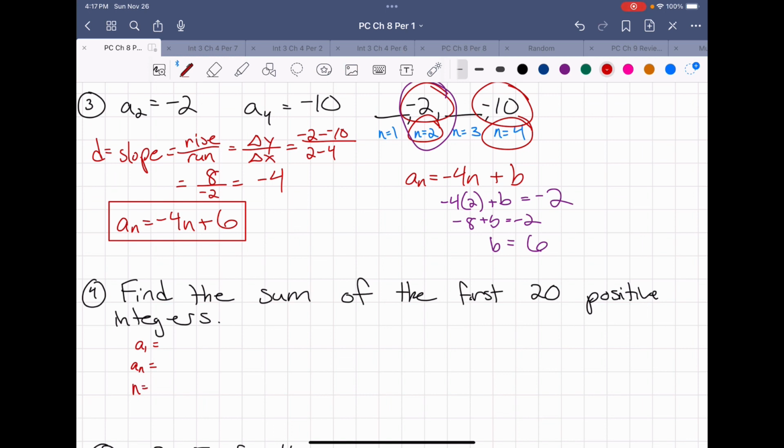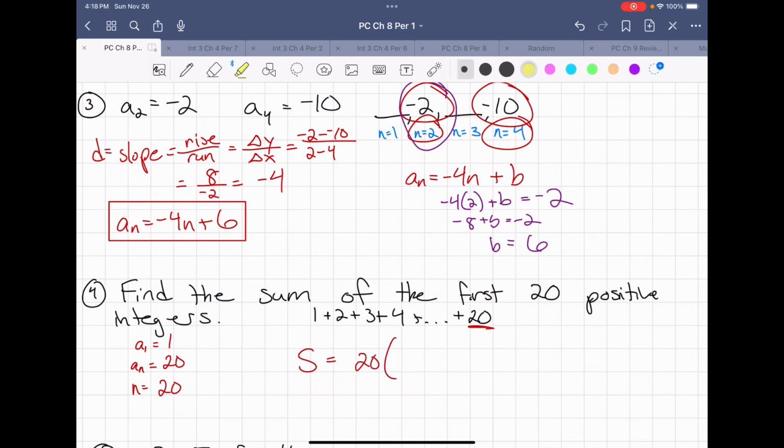So find the sum of the first 20 positive integers. So when all else fails, make a list of what they're talking about. So 1 plus 2 plus 3 plus 4 plus ... The first 20 positive integers, hopefully it's clear that's going to stop at 20. So A1 is 1. The last term they care about is 20. And if I'm adding up the numbers from 1 to 20, how many numbers do I have? I have 20 numbers. So the sum is going to be 20 numbers.